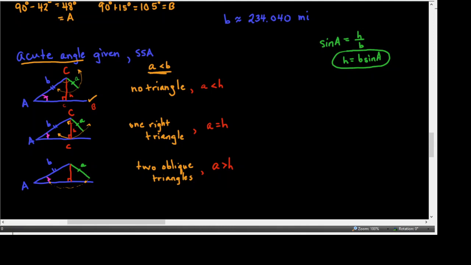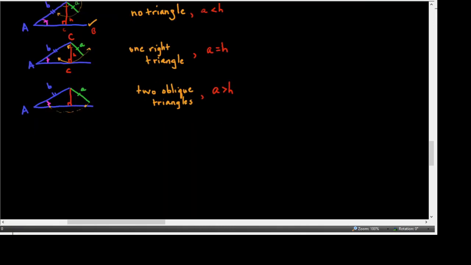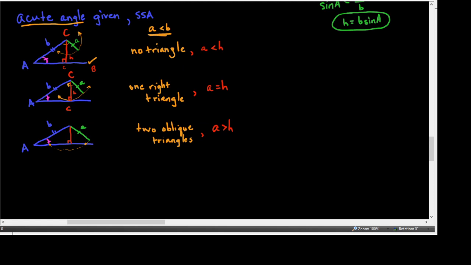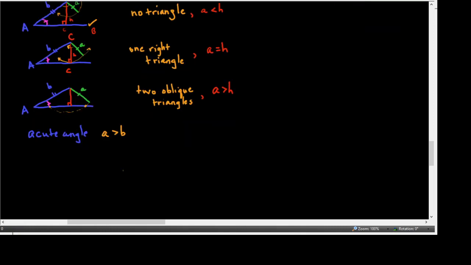So let's talk about same beginning idea, acute angle given. But this time, let's talk about what if A is longer than B. So I'm still keeping the acute angle. Let me just write that again so that it's really clear. It's still an acute angle given. But this time, let's let A be greater than B. And let's draw that picture and see what happens there.